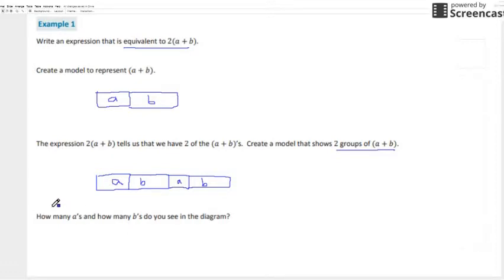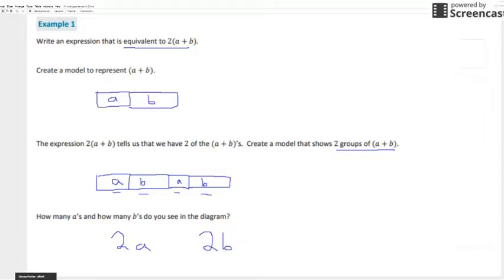So once again, now it says how many A's and how many B's do we have in the diagram? Well, we can count this. There's one A and there's 2 A's. There's one here and one here. So here we have 2 A's, also known as 2A. And here we have 1 B, 2 B. So there's 2 B's, or 2 times B.